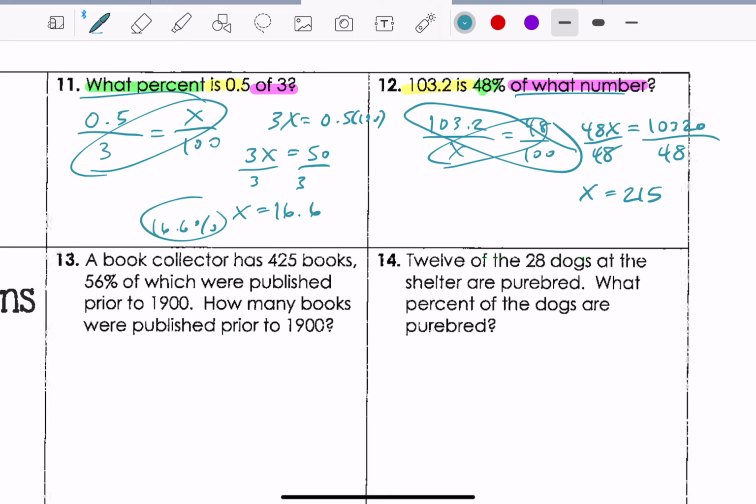So 103.2 is 48% of 215, which kind of makes sense because 48% is almost 50%. So 103.2 is a little bit more than 100. Half of 200 is 100. So that's a good answer.